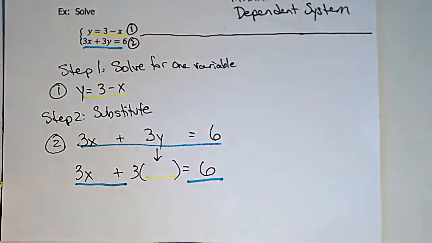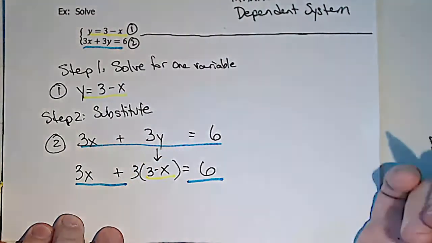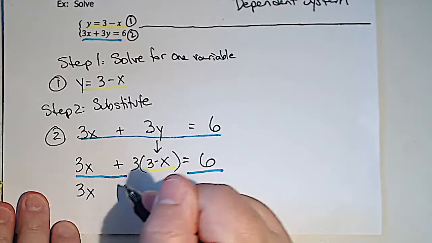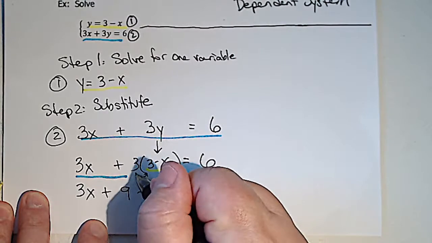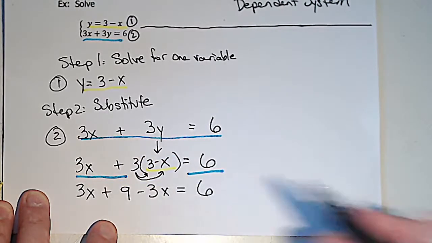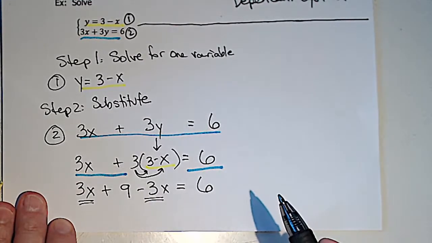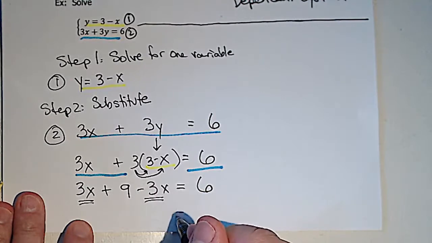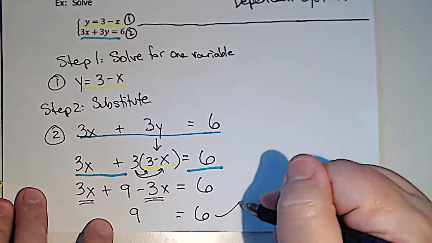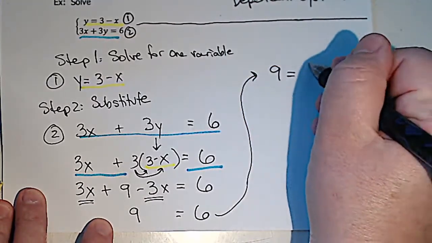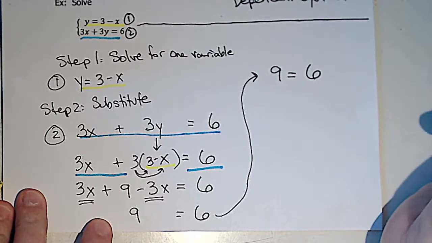And this is 3 minus x. And so then I get 3x plus 9 minus 3x, right? So this is coming through, equals 6. Okay. And just like before, here's my 3x. There's my minus 3x. So they cancel. So all I have on the left is 9 and a 6. Okay. So I get 9 equals 6. This is a problem. Houston, we have a problem.